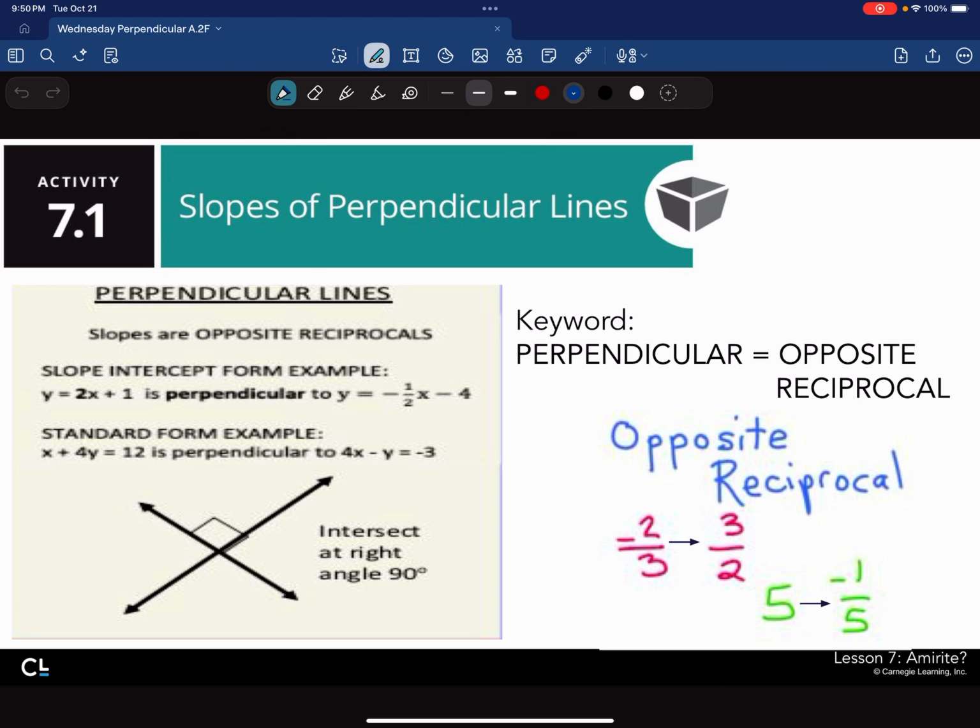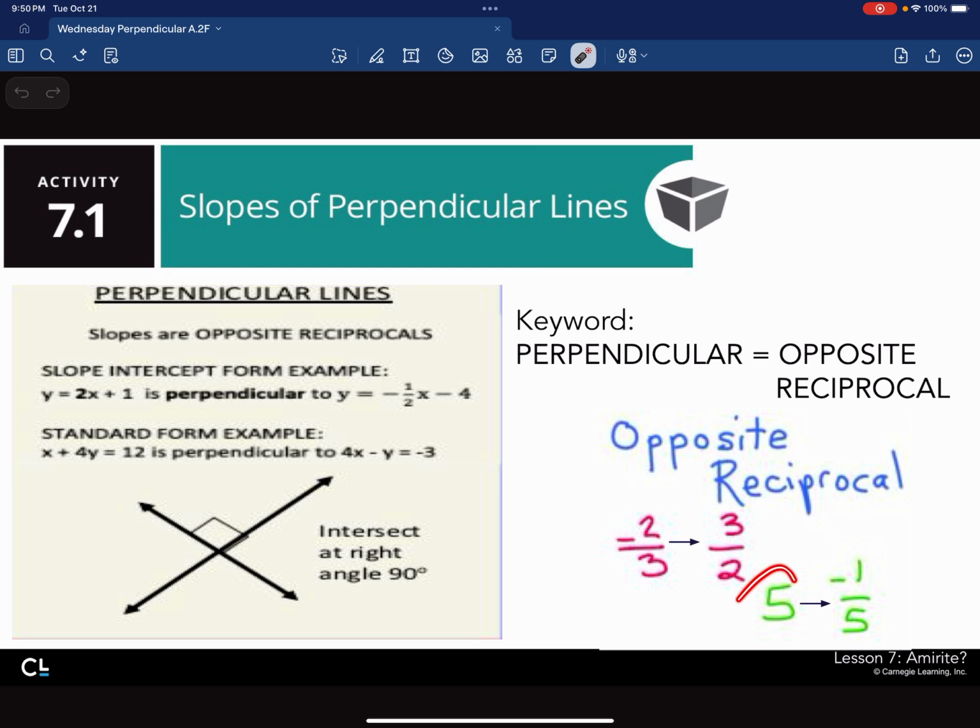So today we're going to go over perpendicular lines and equations. Keyword today is perpendicular. Perpendicular means the opposite reciprocal. So our slope is not going to stay the same. An example of an opposite reciprocal is this right here. So the opposite of negative 2 over 3 is positive 3 over 2. So what happened? First, our negative changed to a positive, and then these two numbers switch places.